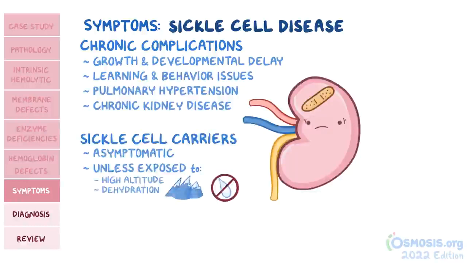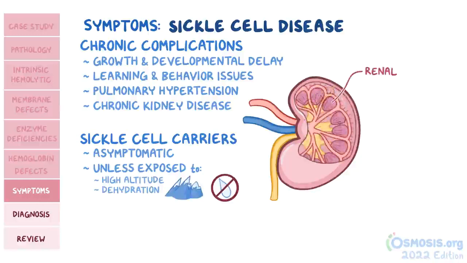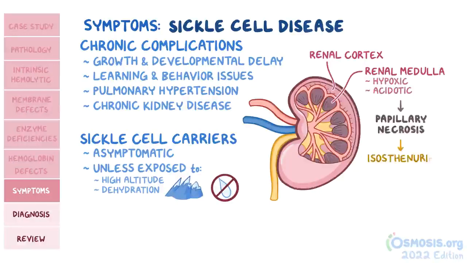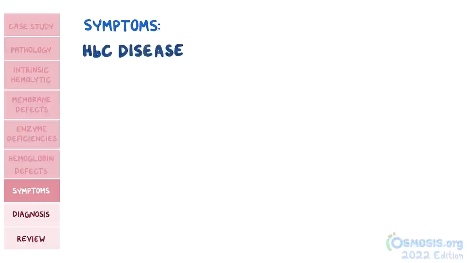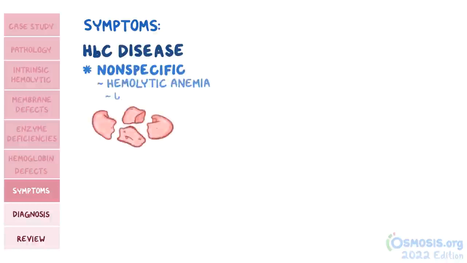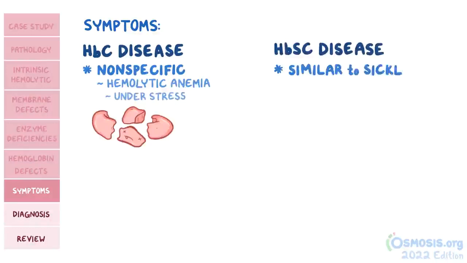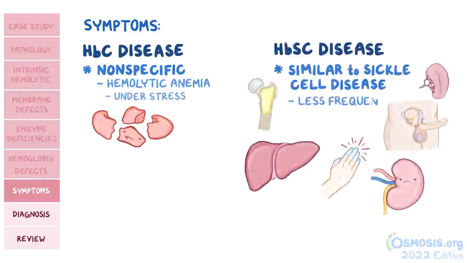However, in sickle cell carriers, sickling can occur in the renal medulla since the renal cortex gets all the blood and the medulla is more hypoxic and acidotic, causing papillary necrosis and isostenuria or inability to concentrate their urine. Then, for HbC disease, symptoms are nonspecific and might even be absent, except for mild symptoms of hemolytic anemia, especially under stress. And with HbSC disease, symptoms are similar to sickle cell disease, but less frequent and less severe.